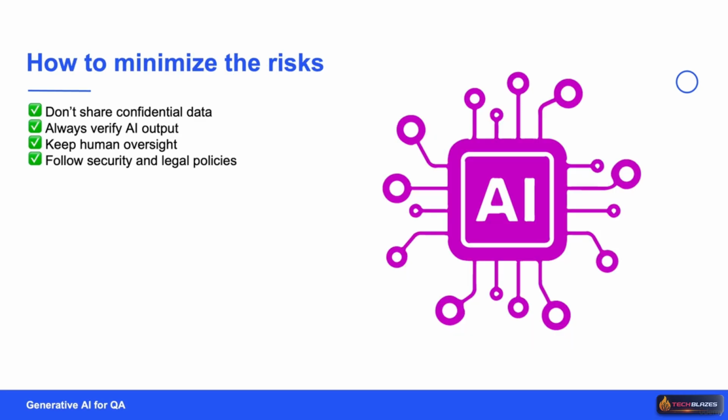The good news is, all these risks are manageable. If you follow a few simple rules, you can use AI safely. Don't share anything confidential. Always validate the results manually. Keep a human in the loop. And stay aligned with your company's data and security policies. Use AI wisely, and it becomes a strength, not a threat.